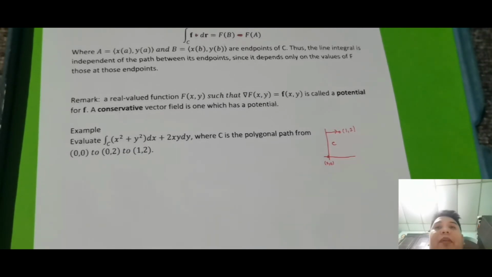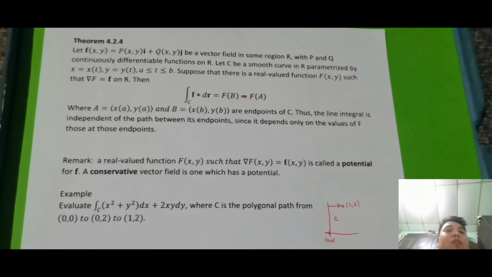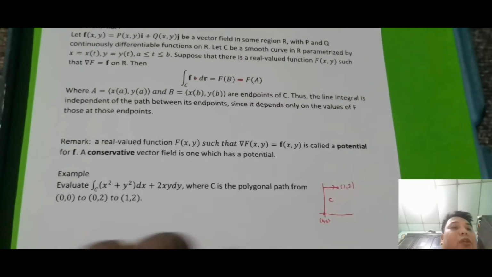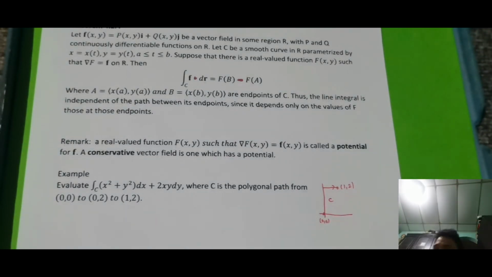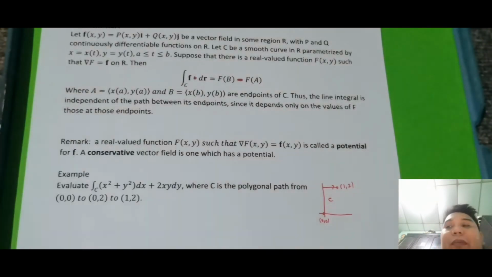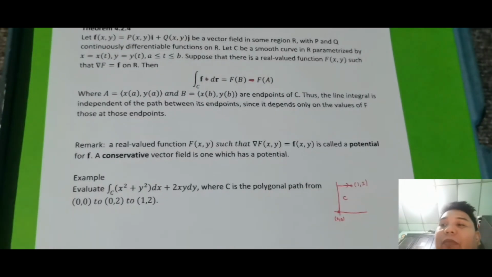Okay, now, gamit yung theorem 4.2.4, kukunin natin yung dalawang endpoints. Ano yung dalawang endpoints na? Yung 0, 0, saka 1, 2. So, yun na yung gagamitin natin now. So, paano natin gagawin yan dyan? So, ang goal natin is syempre hanapin natin dito yung ating function. So, ang goal natin is hanapin natin dito yung conservative vector. Tapos, saka natin gagamitin yung theorem na to.